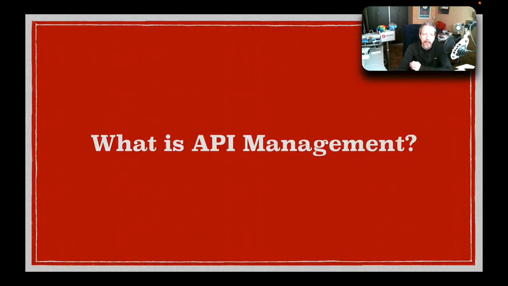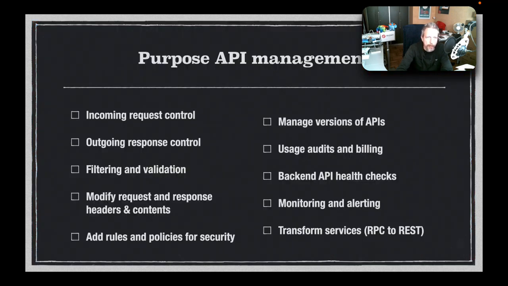So what is API management? API management is the control that you have over all the APIs that you want to provide to your customers or internally. So the purpose of an API management is to have control over incoming and outgoing responses. You do some filtering and validation, transformation, monitoring, alerting, provide access controls and all those things.